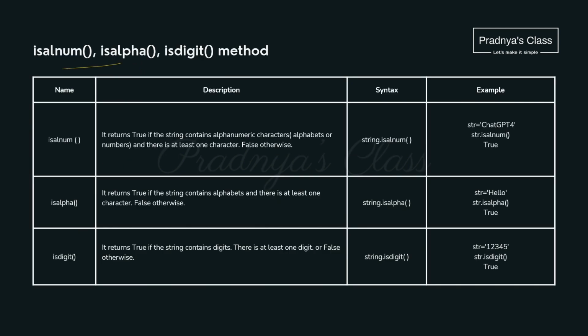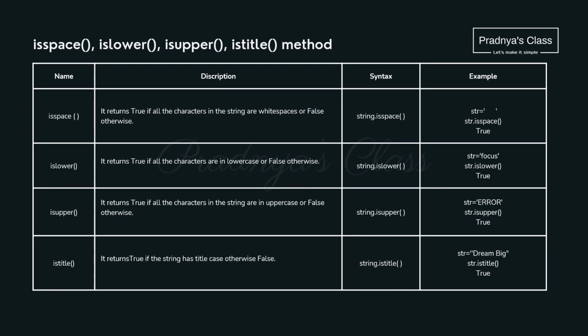Here is the category of is functions which will return the result in the form of true or false. Here is the first method is alnum. It will check whether the string contains alphanumeric characters or not. Is alpha returns true if string contains alphabets. Whereas is digit function checks whether string contains digits or not. In this category, we have some more function. Is space, is lower, is upper, is title.